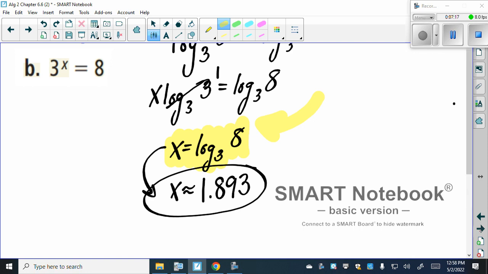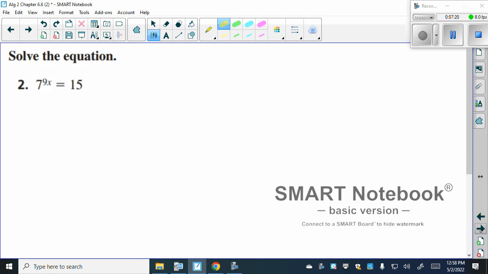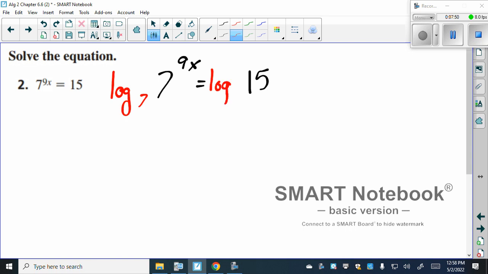Now to do this, we do need to have one base on either side, one number on either side. If we have more than one, we need to try to simplify it if we can. Here, we only have one, so that's kind of nice. So what can we do first? We can apply log of what? Log base 7 to both sides. Log base 7 to both sides, because log base 7 of 7 will simplify to 1.